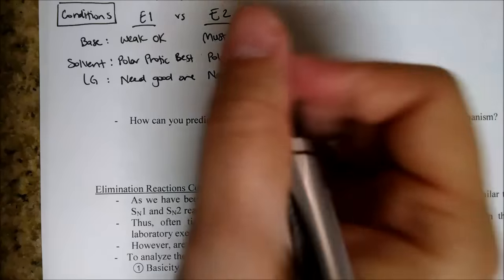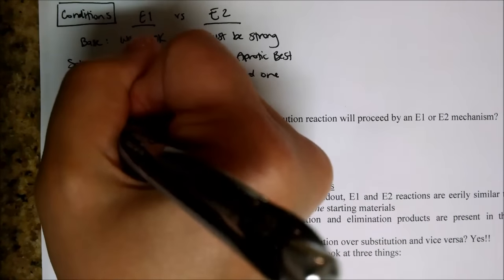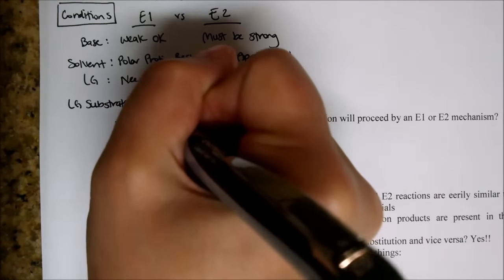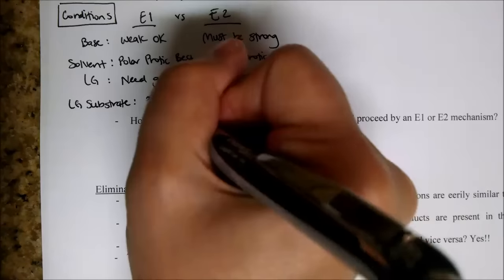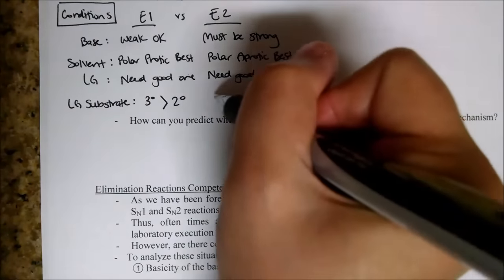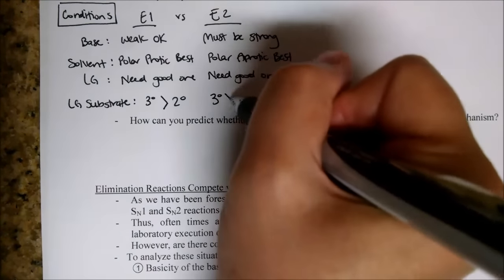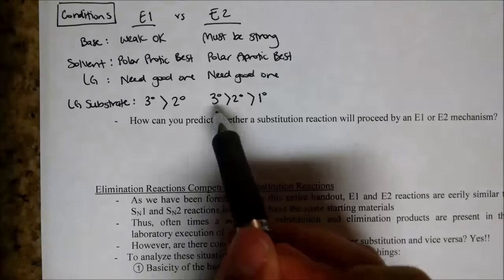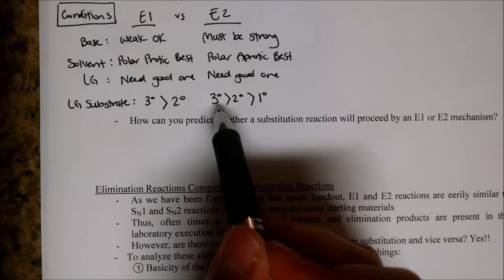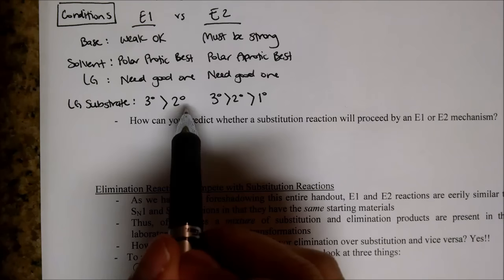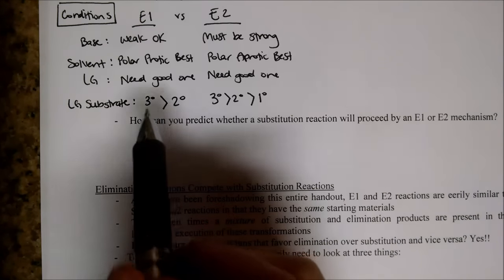Okay. And how about the substrate though? The degree of the leaving group. For E1, the tertiary was faster than the secondary. For E2, it was the same thing. Tertiary faster than the secondary, faster than the primary. And again, this was because it made the most substituted alkene with the tertiary. Importantly, we will not form a primary carbocation, so the primary one's not even listed under E1.